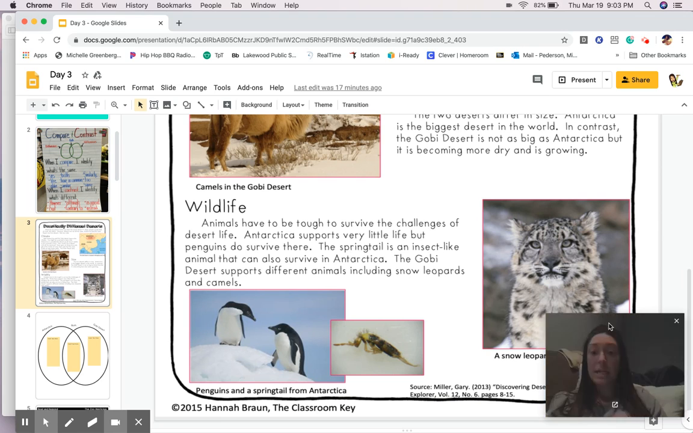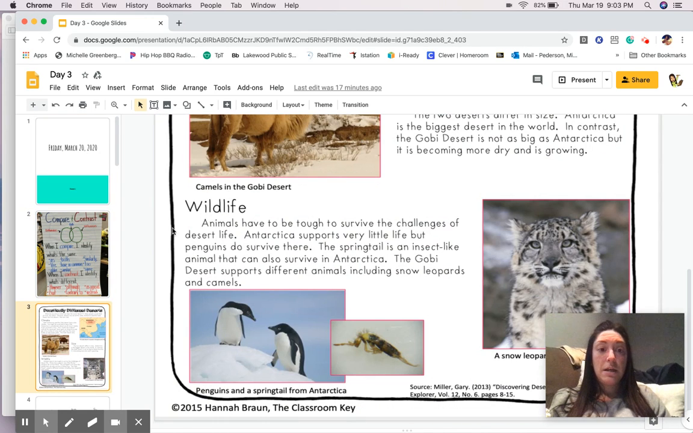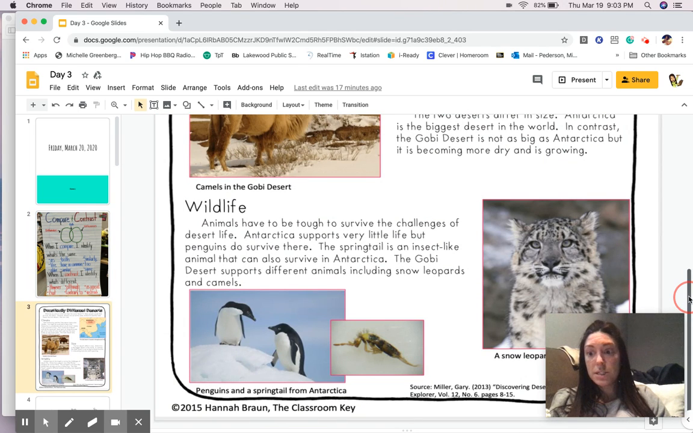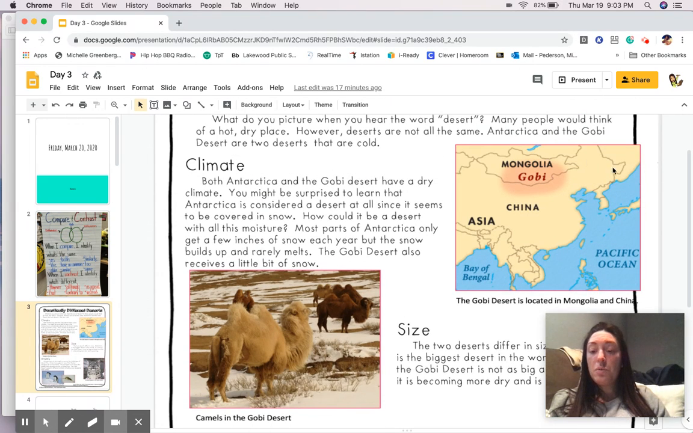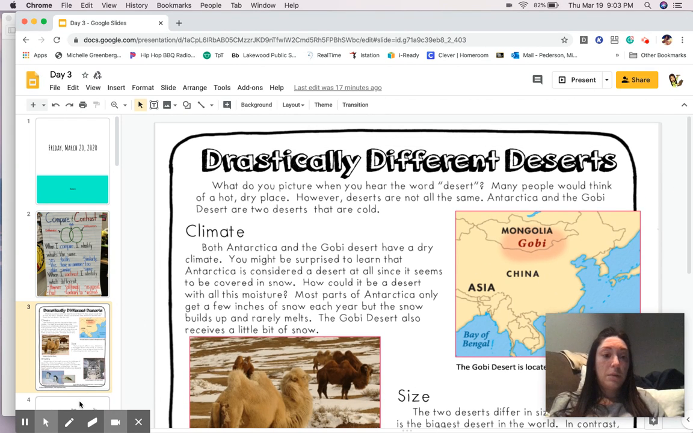So remember with our text features, we learned, so here's a picture of a penguin, there's a picture of a springtail, here's a snow leopard. Miss Peterson is not the snow leopard, that's the snow leopard. And here, we got the camels. Oh, see, Miss Peterson's still figuring it out too. We got the camels, and then here is a map of the Gobi Desert. And I can see that it's located in China, which is on the continent Asia. So now I'm going to go to my next slide.